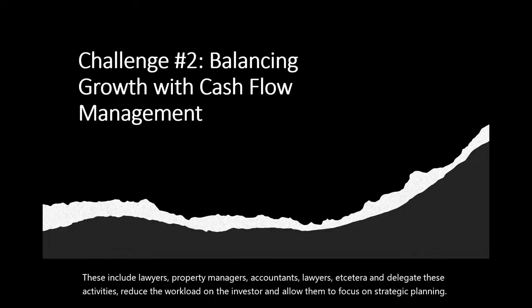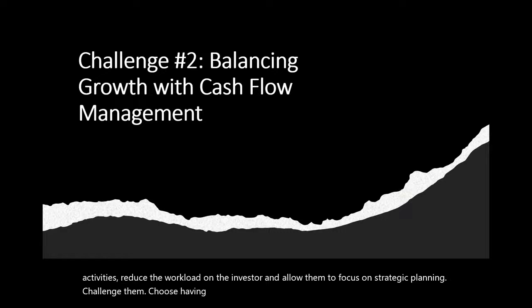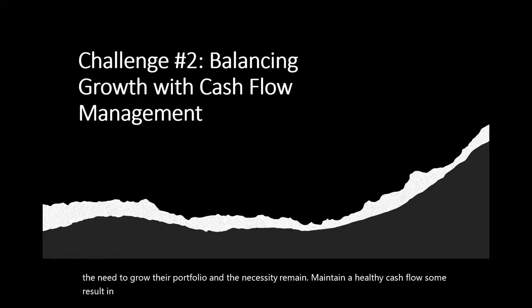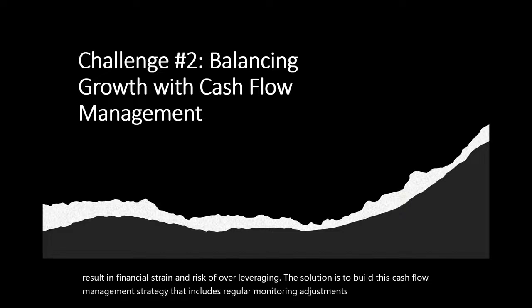Challenge number 2 is having a healthy cash flow. Investors are often caught between the need to grow their portfolio and the necessity to maintain a healthy cash flow. This can result in financial strain and risk of over-leveraging. The solution is to build a cash flow management strategy that includes regular monitoring and adjustments, focusing on acquiring properties that contribute positively to cash flow from the start.